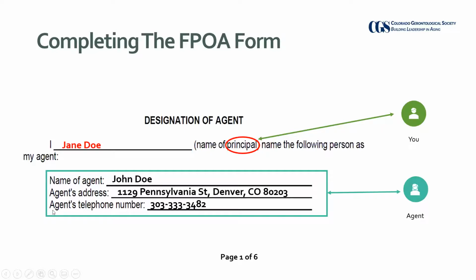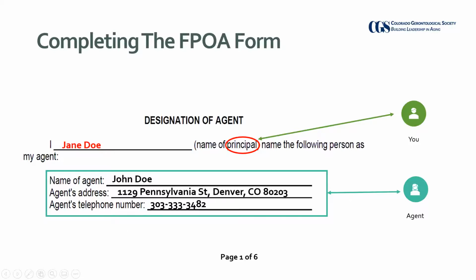We also have the agent's phone number. And note here that we have the area code. We want to make sure that anytime we note a phone number or any contact information, that it's the full phone number. It's no longer the case that everybody has the same area code. So we want to make it as easy as possible for the individual that is going to assist you to be contacted and notified. So we want to make sure that we use a whole phone number.